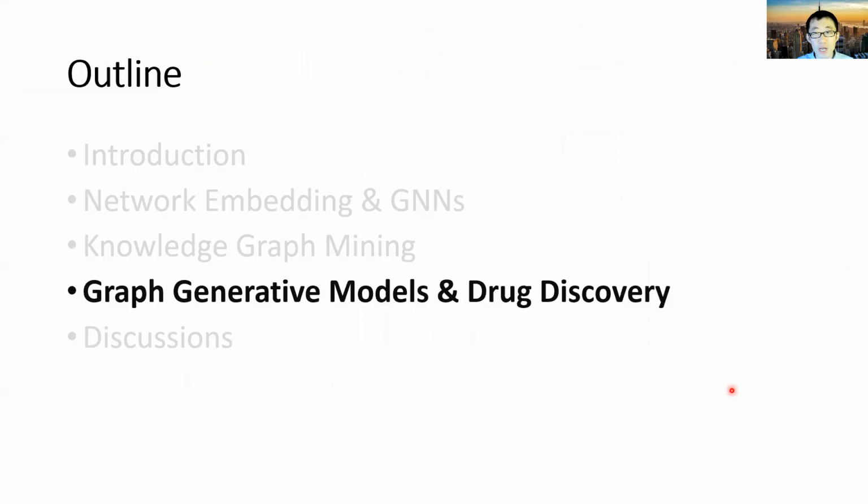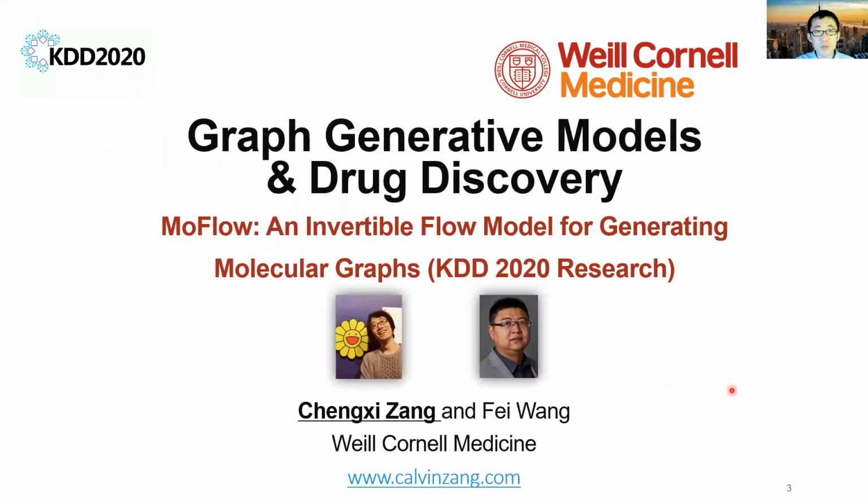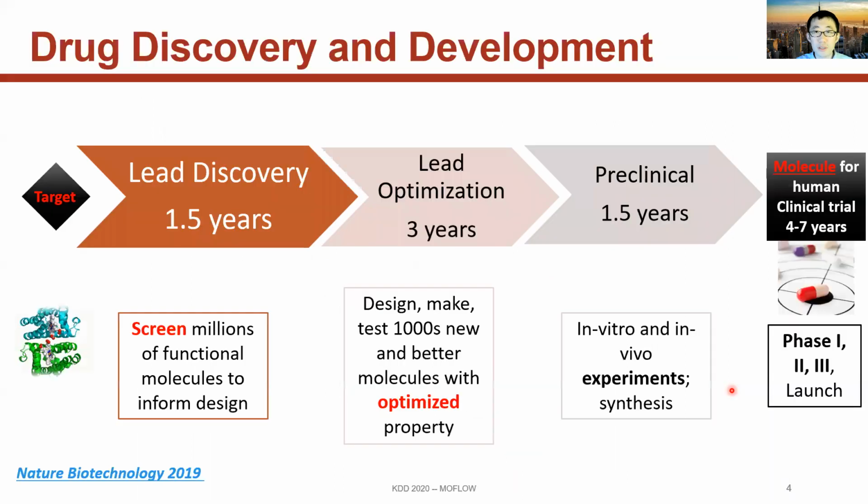In this tutorial chapter, we will focus on graph generative models and drug discovery. This tutorial is based on our latest work on AI-driven drug discovery, MoFlow, an invertible flow model for generating molecular graphs. This is a joint work with Professor Fei Wang from Cornell Medicine, Cornell University.